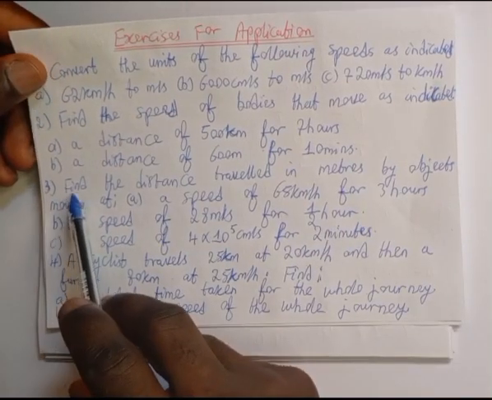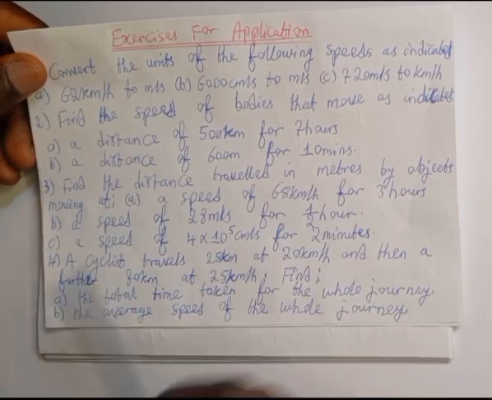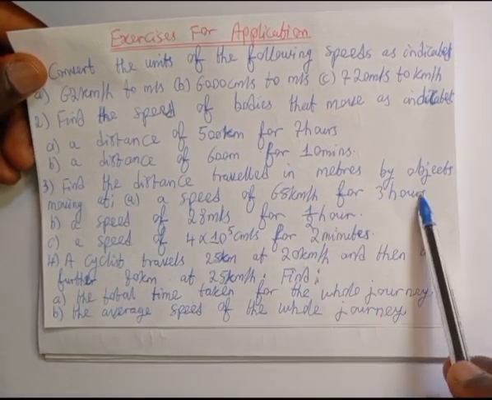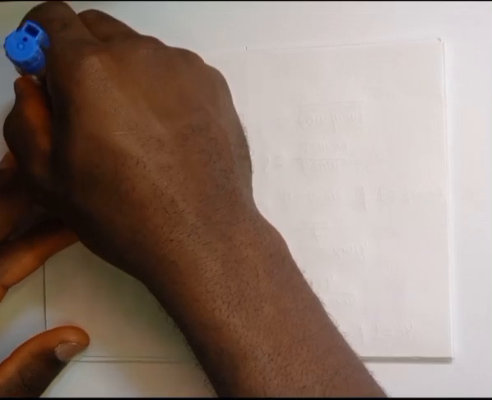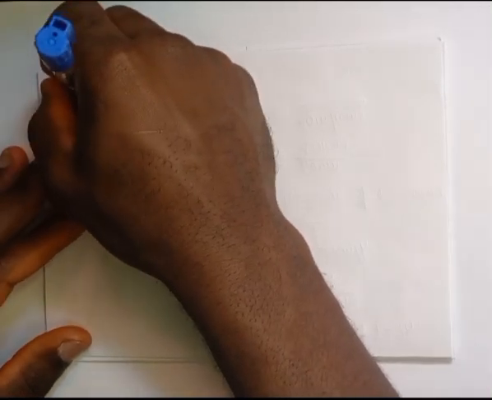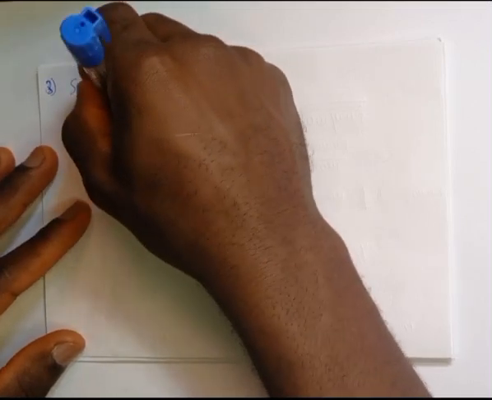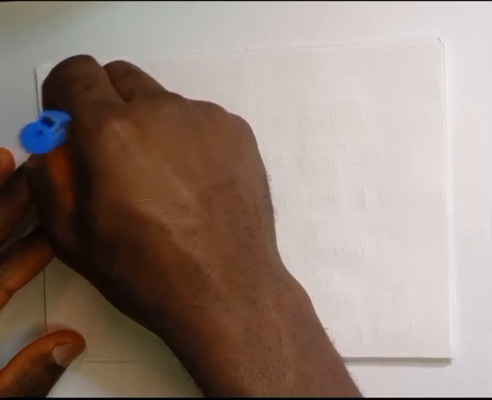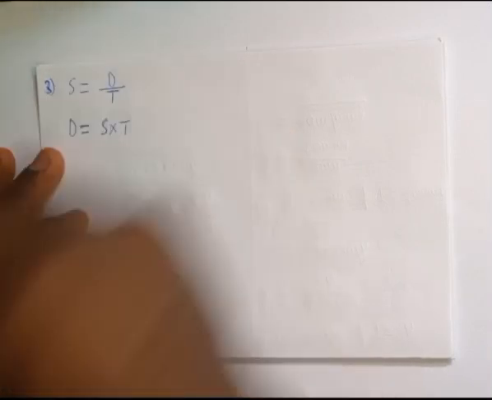We go now to question 3. It says find the distance traveled in meters by objects moving at a speed of 65 kilometers per hour for 3 hours. We have to find the distance traveled. From speed equal to distance traveled over time taken, we can make distance traveled the subject of the formula, and the distance traveled will simply be equal to the speed of the object times the time taken.